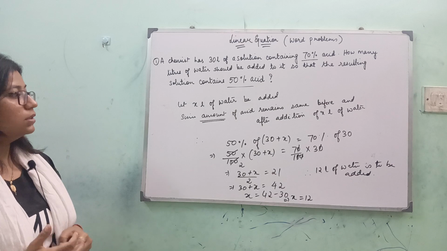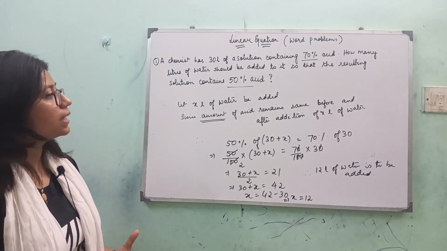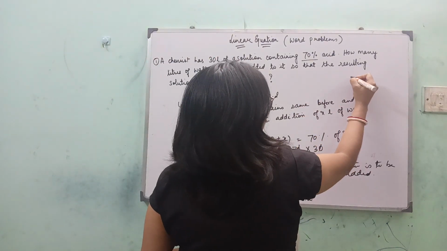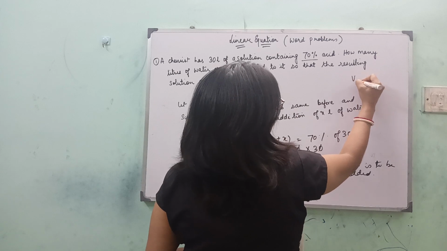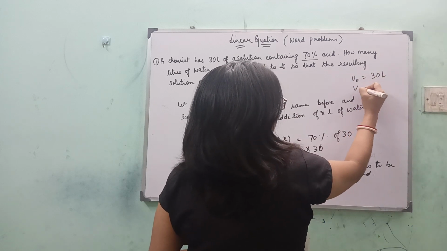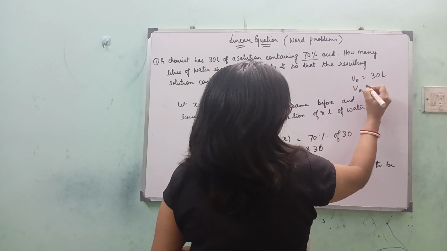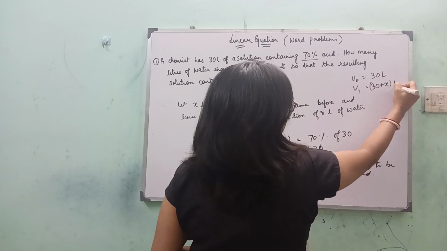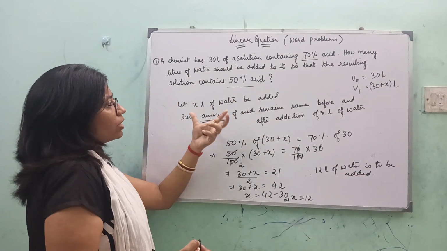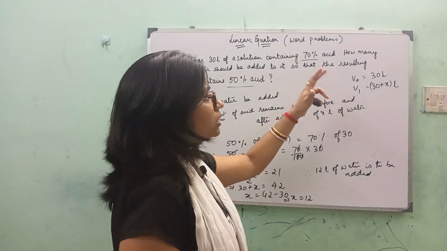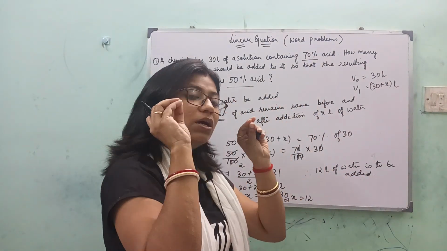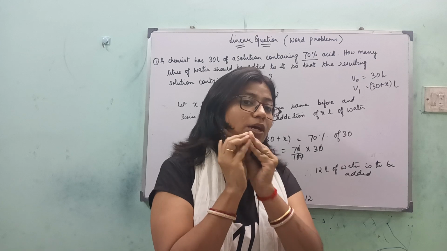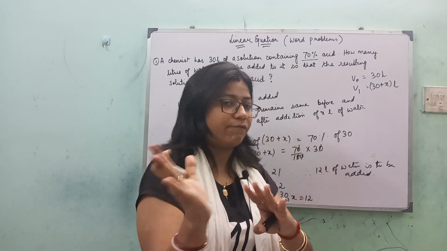So I guess the question is clear. I repeat once again, initially we had 30 liters of the solution. When you add x liters, the initial volume was 30 liters. Now the new volume is, say, V1. So 30 plus x, we are adding. This is the new volume. Alright. But what remains the same? The amount of acid in both cases remains the same because you are not adding any acid to it. Only water was added. So the acid's amount remains the same before and after.